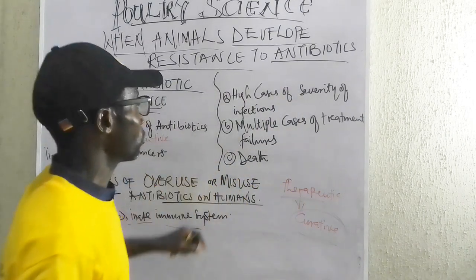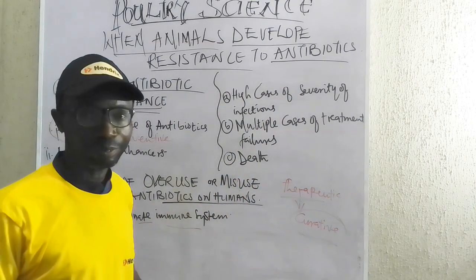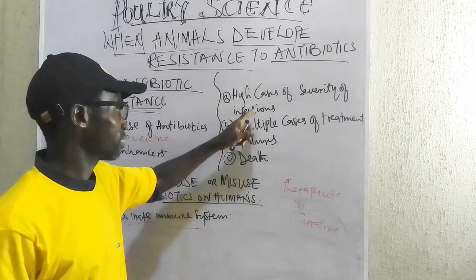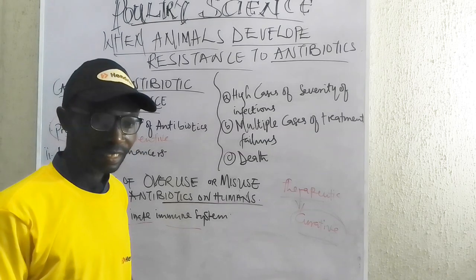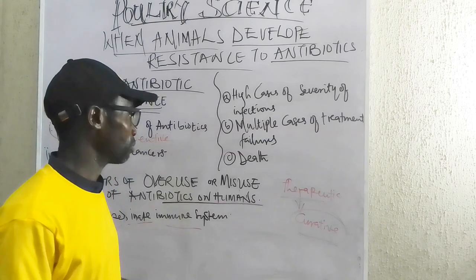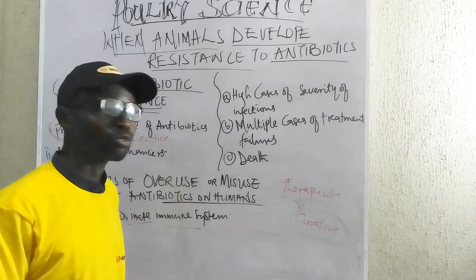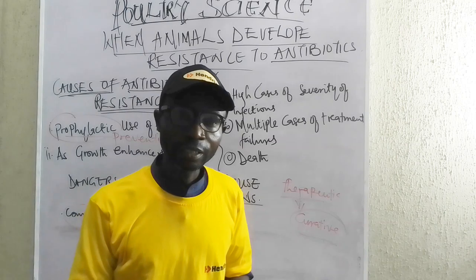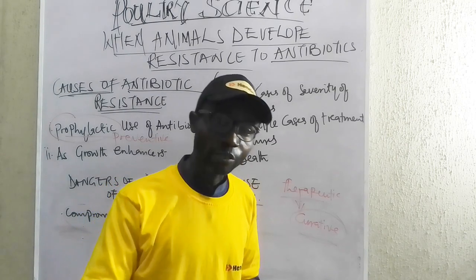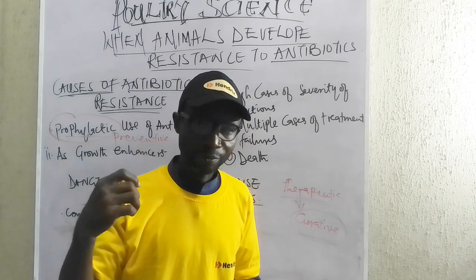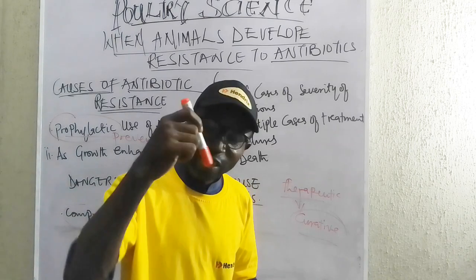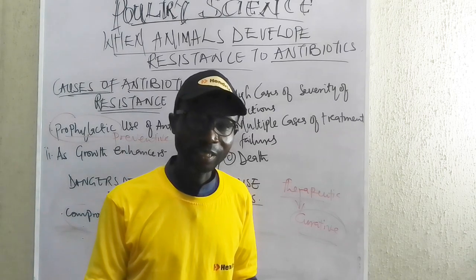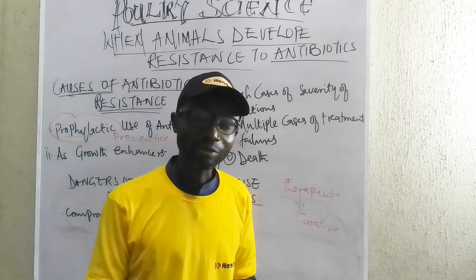Now, the consequences are, first, high severity of infection. The infection on the animal will be more severe. The infection you're trying to treat will be more severe. Number two, there will be multiple cases of treatment failure. You buy a drug and you want to treat the entire flock. You discover that you administered the same drug you have used before, of the same quality, but it's not having effect. That's because the bacteria or the pathogen, it may be bacteria or fungi, have developed resistance.